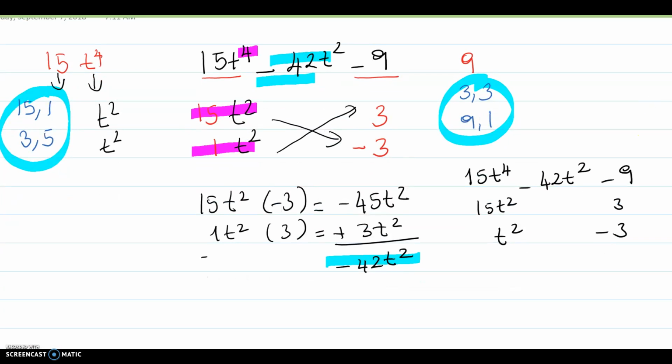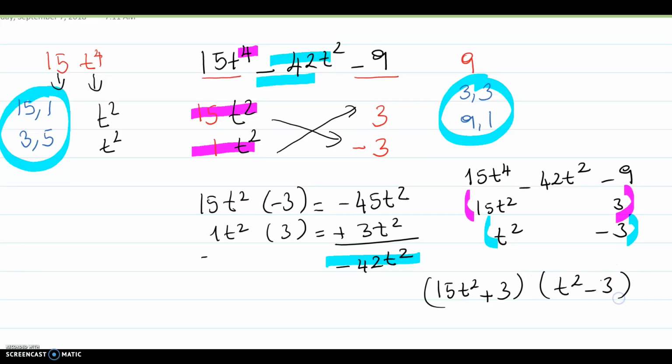Now I can write it in factored form. 15t squared plus 3, whatever I see on top, and t squared minus 3, whatever I see on the bottom. So check. That's the factored form of the expression given.